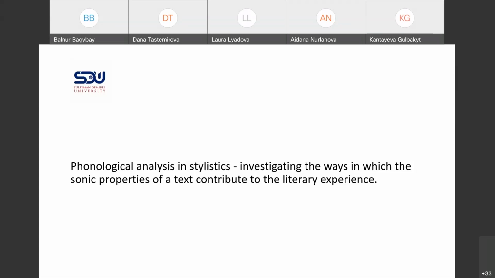But we are going to look at the non-traditional, stylistic view of phonological analysis. We will look at how expressive means and expressive devices, let's say phonological foregrounding devices, make the literary experience better for readers of literature and texts. So this is about how the phonemes, how the sounds, contribute to a better experience of literary pieces. This is all about it.